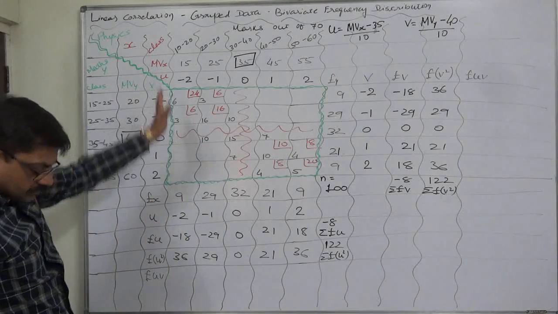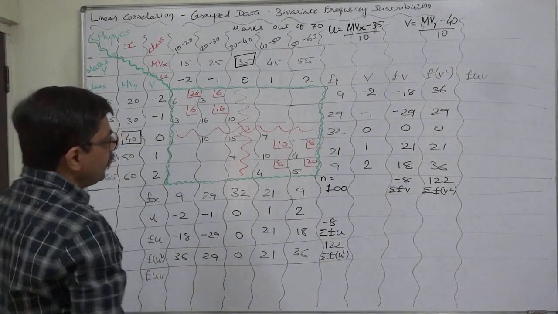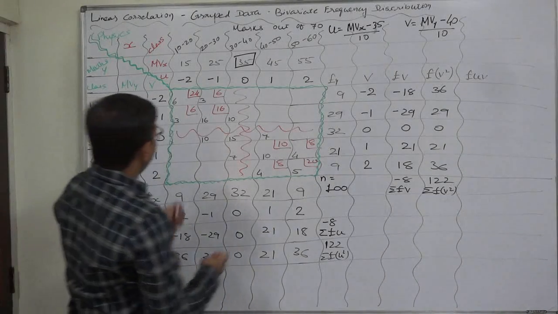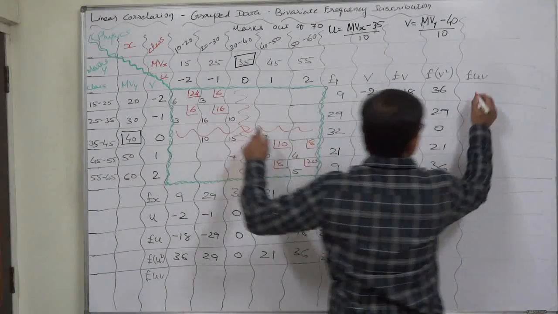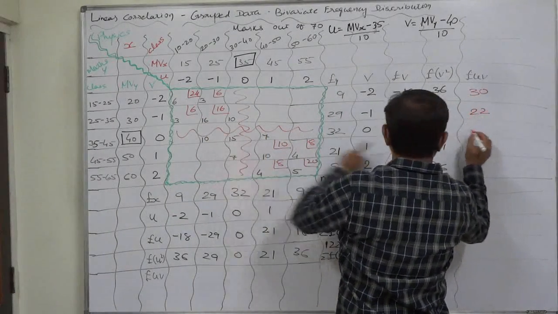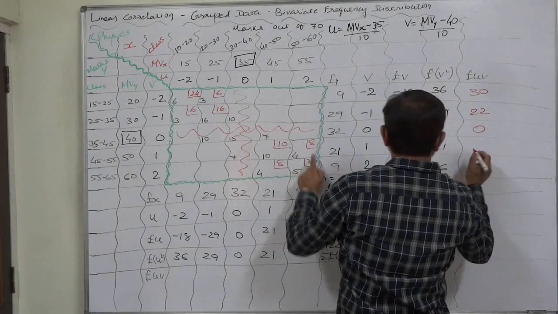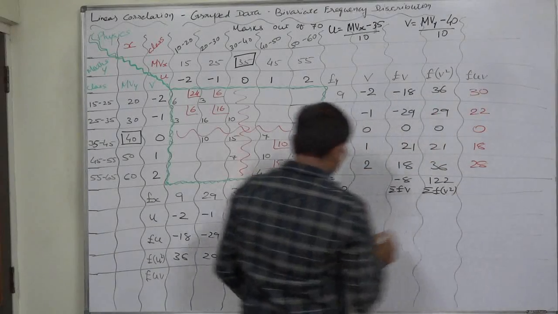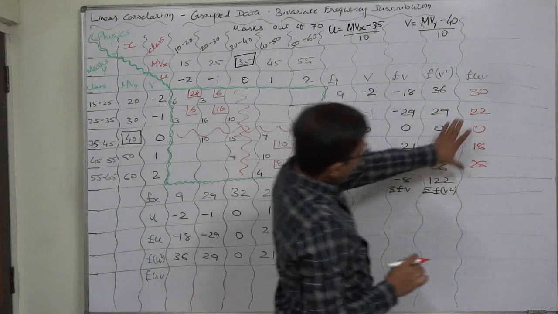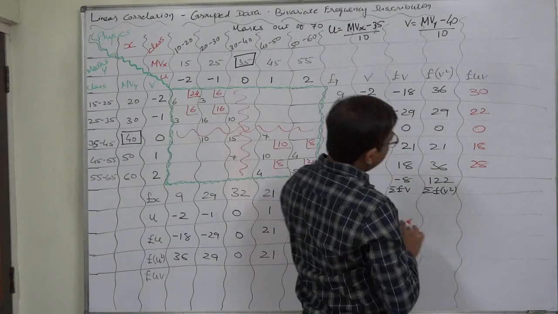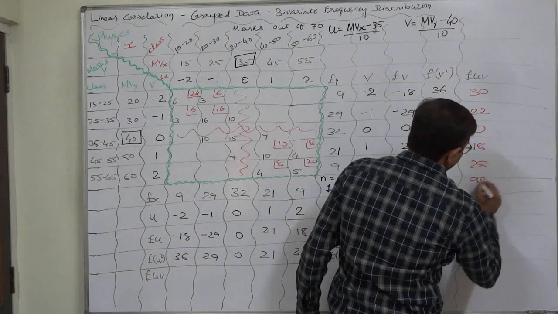Now just the summation in the form of row and column. 20 plus 6 is 30. 6 plus 16 is 22. This is 0. 10 plus 8, 18. 8 plus 20, 28. Summation: 20 plus 22 is 50. 30 plus 18 is 48. 50 plus 48 is 98.